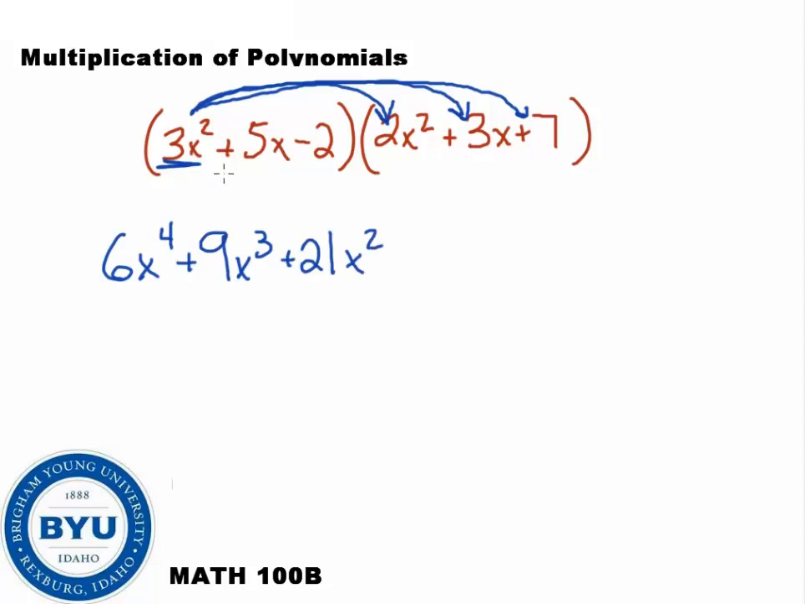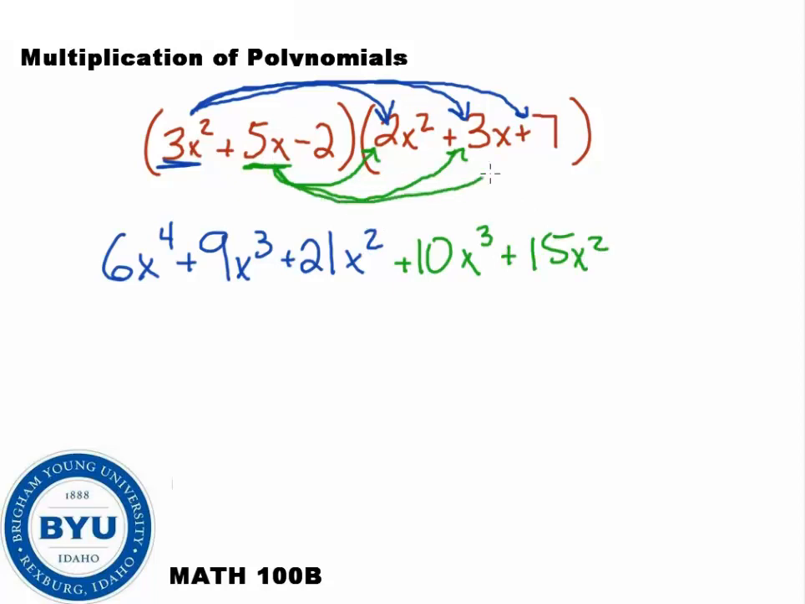Good. Next part. I'll even change colors here just for fun. We're going to do this 5x. 5x times 2x squared comes out to be 10x to the 3rd because, again, we add the powers. 5x times 3x is 15x squared, and 5x times 7 is 35x. Okay, nice.